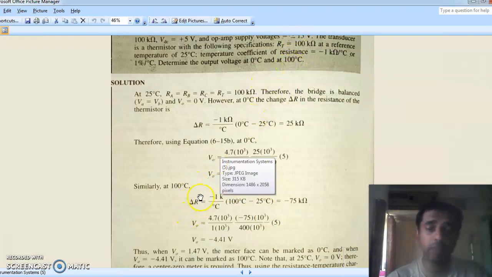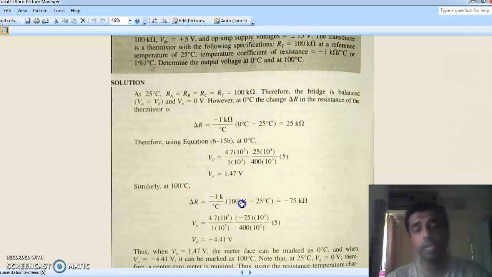Now similarly, what is the voltage at 100 degrees Celsius? For that we have to find delta R. Earlier it was for 0 degrees Celsius. Now we have 100 degrees Celsius, so the change in temperature is 75 degrees Celsius. My change in resistance is minus 75 kilo ohms. If I substitute minus 75 kilo ohms in my earlier equation, I get V naught as minus 4.41 volt.